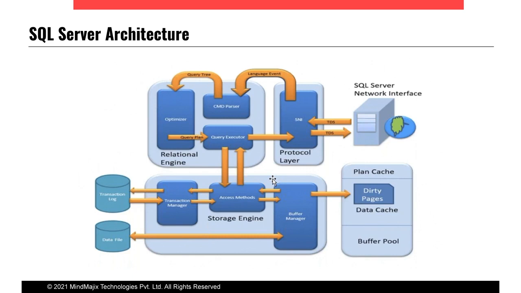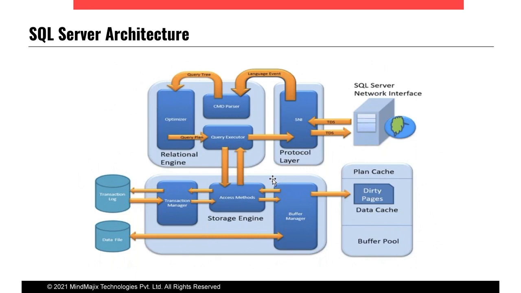Let me just open the pen. Yeah, this is the protocol layer, the first component. Second is the relation engine. If you can see, this is the relation engine. Okay, and the third one is the storage engine. This is the storage engine. So SQL Server is basically divided into three components: protocol layer, relation engine, and storage engine.